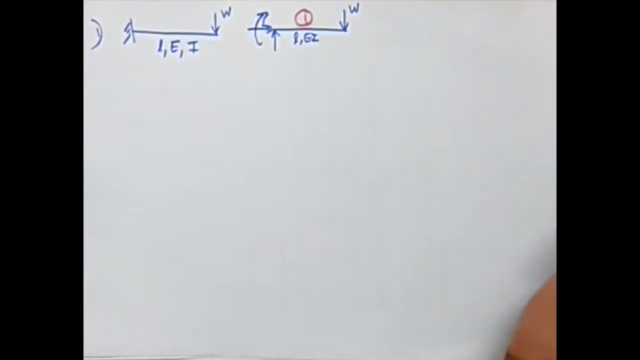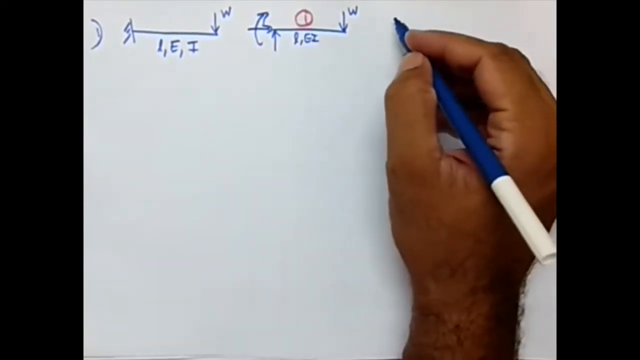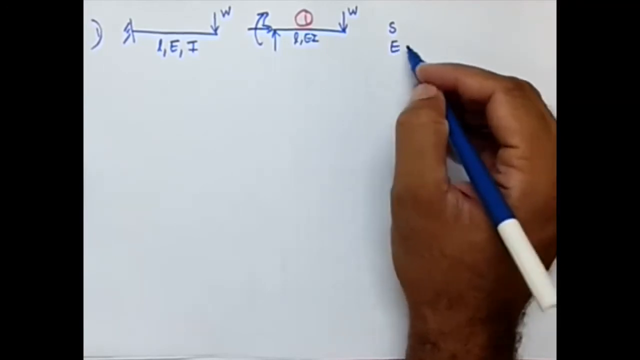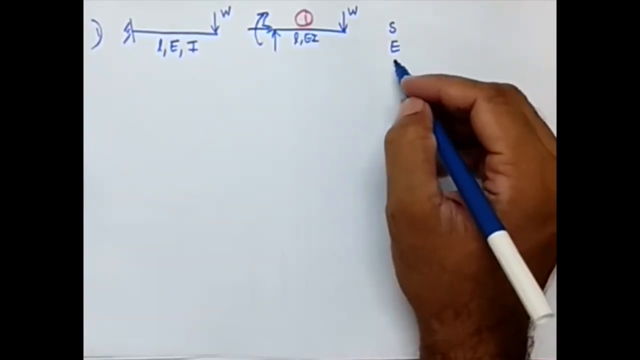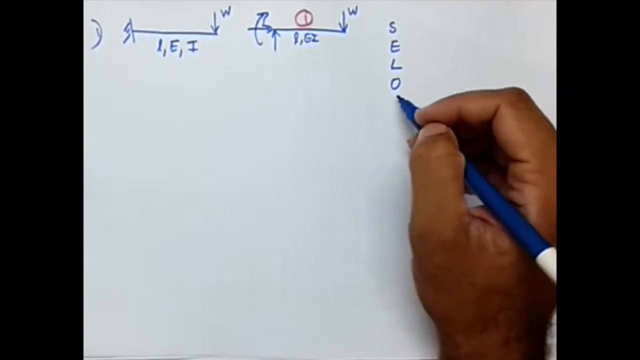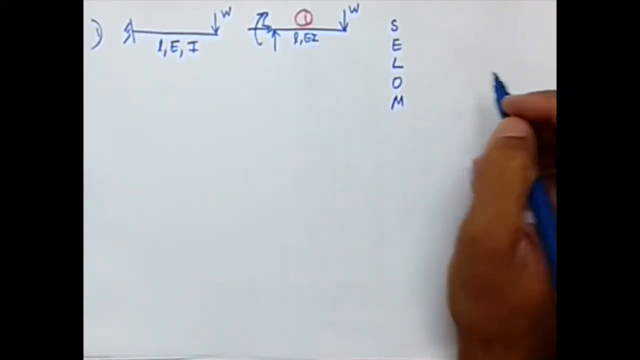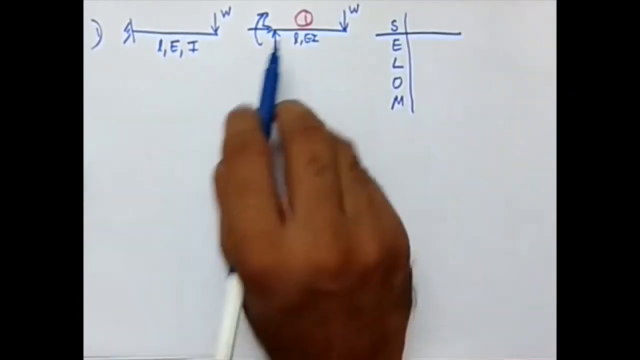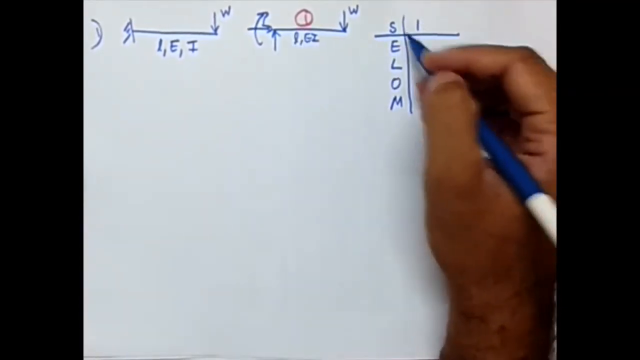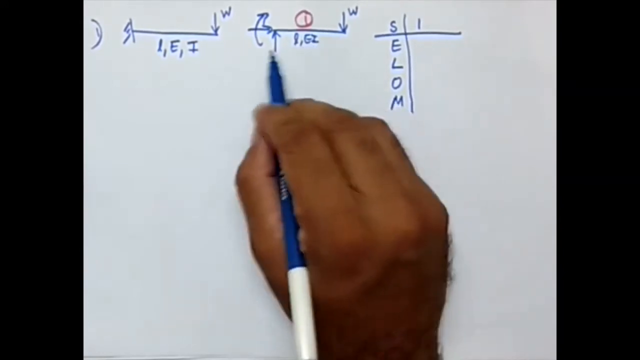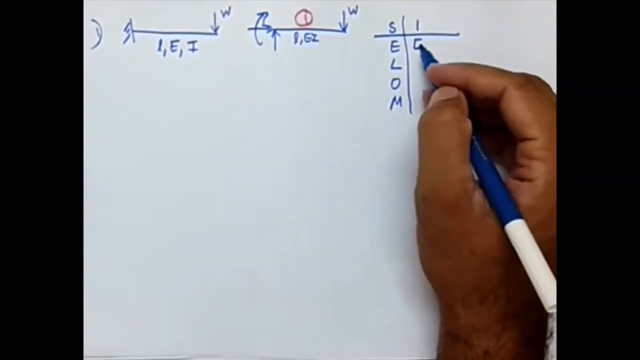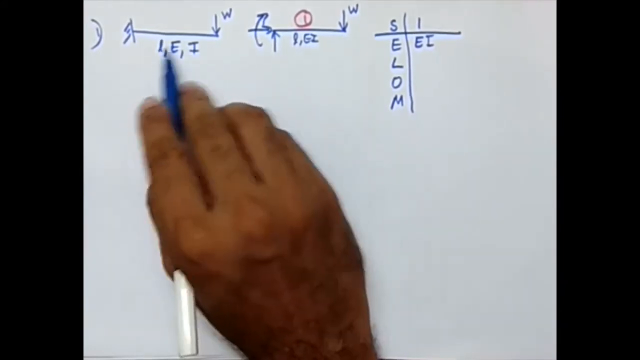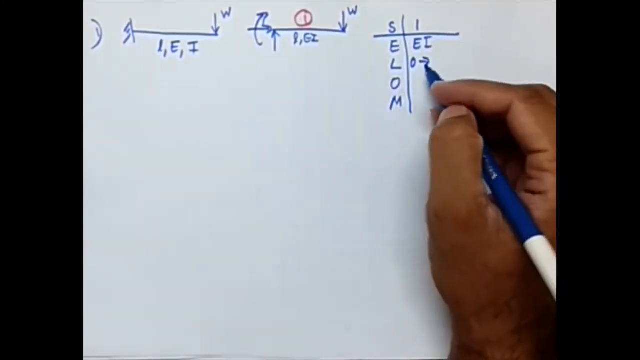Now if you want to calculate strain energy, we basically need to have the values in a table format, and that also we discussed. The table should have segments, flexural rigidity or EI value, limit, origin, and the moment value. Here we just have one segment, so segment 1 is enough, and EI is constant within the segment, so I'm writing it as EI. The limit is the total length of the beam, L, so the limit is from 0 to L.